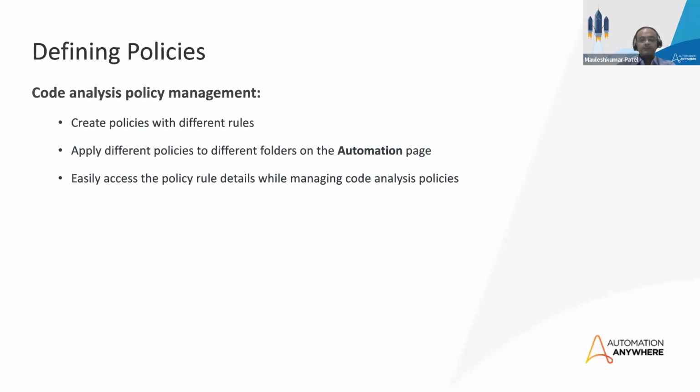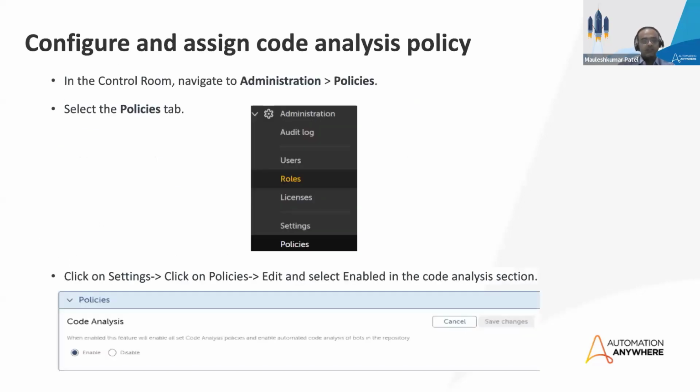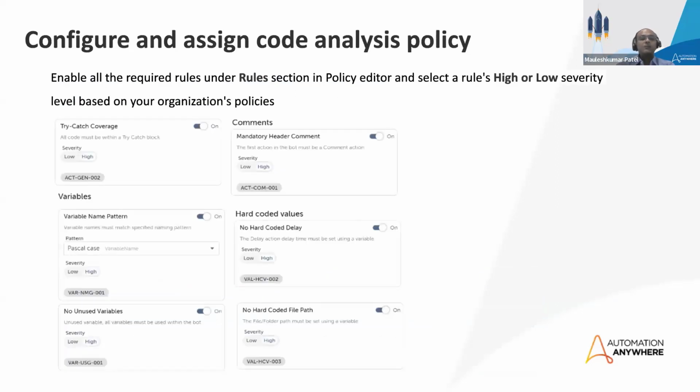Okay, so once you define the policies, you can go to administration, or I would say the lead developer has access to the control room, and he or she can see the policies step. First and foremost, before you apply the policies, you need to make sure that the code analysis policy is enabled. So that is the first step. Once you enable the code analysis policies, that's the first part of it.